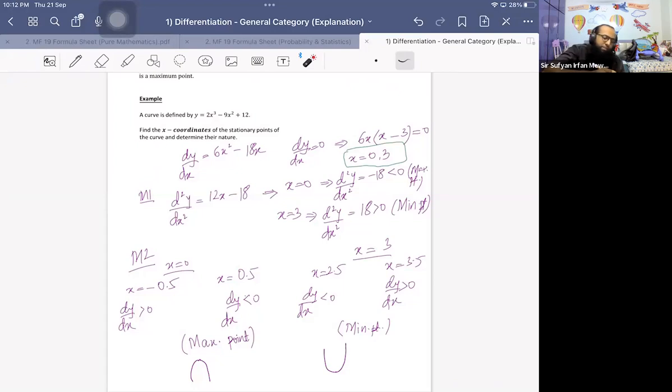So let's suppose we find the second derivative, that is 12x minus 18. Then if we substitute x equals 0, the second derivative is negative. This means it's a maximum point. If we substitute 3, the second derivative is positive, so it's a minimum point.